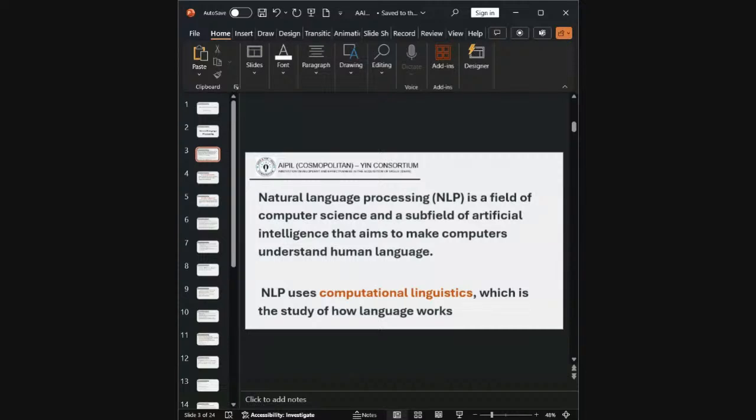Okay, we said that the aim is to make computers understand human language. You want to understand human language. You understand your language, don't you? We all understand our languages. But this time around, we want the computer to be able to understand you, to be able to understand your language so that it can interact with you.